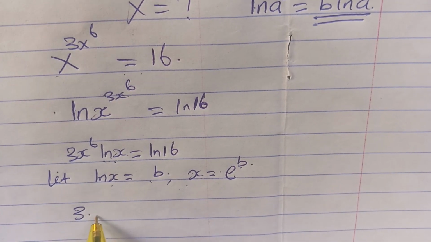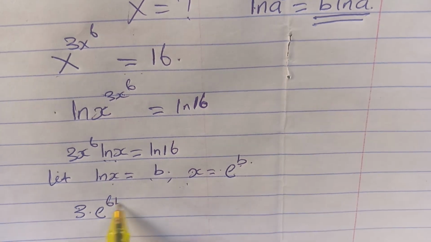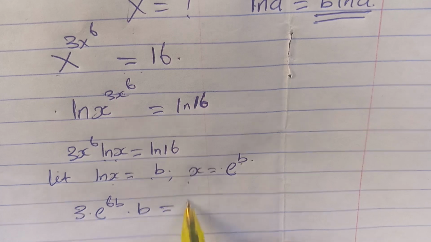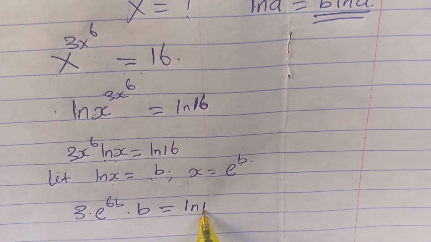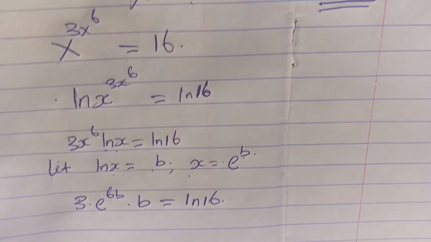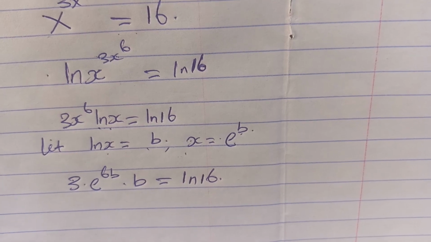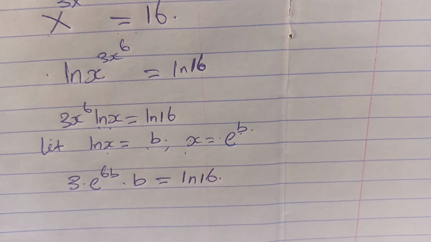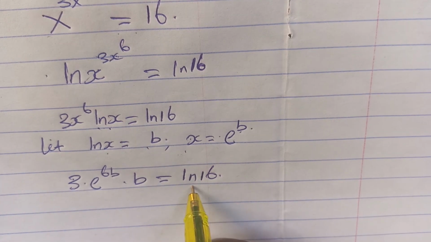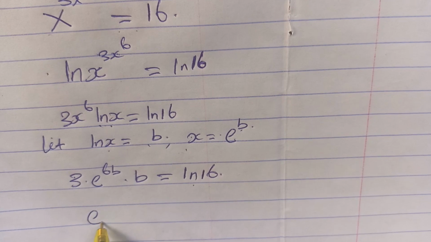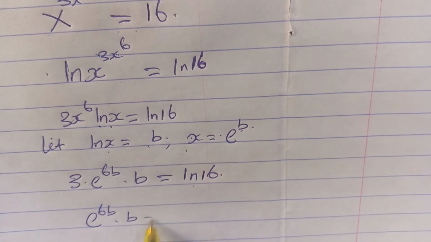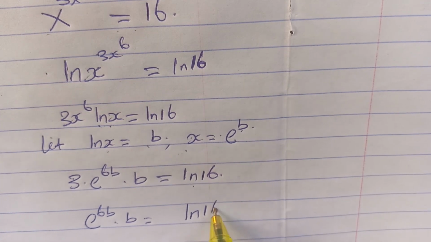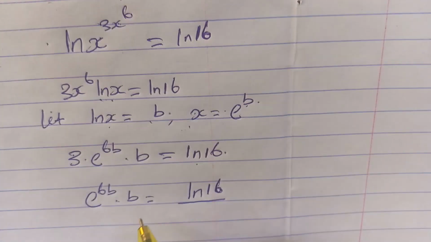3 times exponential 6b times b equals ln 16. Okay, having done this, what then is the next step? The next step is to divide both sides of the equation by 3. So if we do that, we have exponential 6b times b is equal to ln 16 divided by 3.